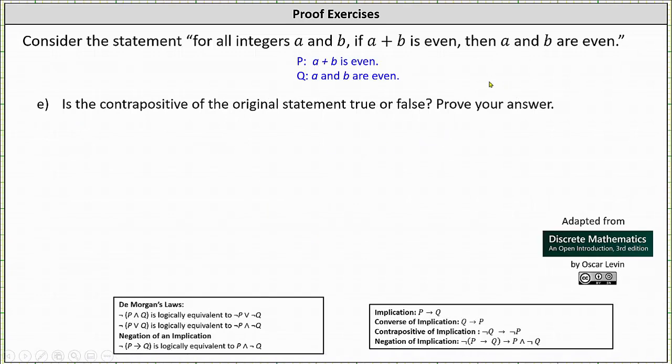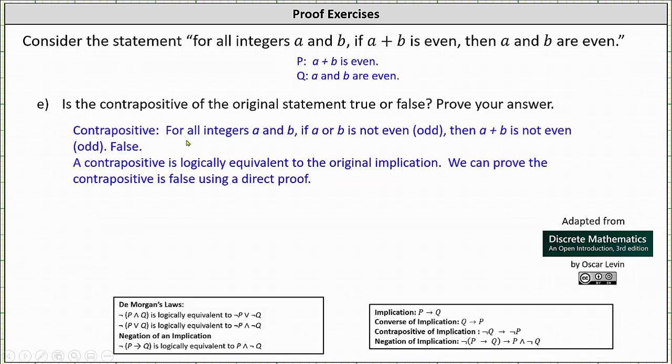Provide a proof. From before, the contrapositive is the statement for all integers a and b, if a or b is not even, then a plus b is not even. We should recognize this as false because, remember, the contrapositive is logically equivalent to the original implication, or the original statement, which we already proved was false. We can prove the contrapositive is false by using a direct proof.